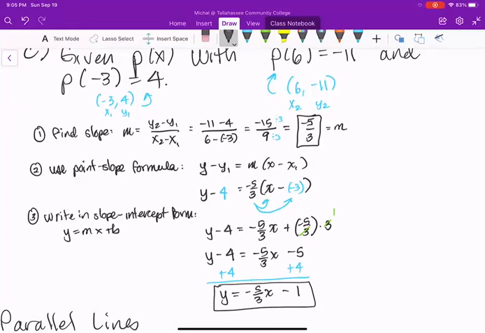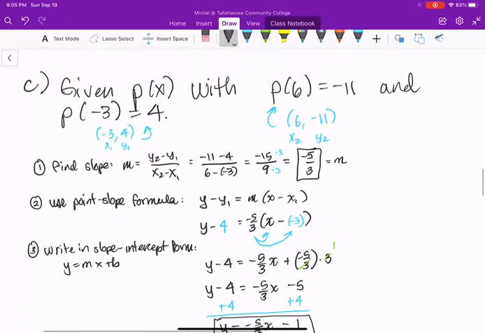And that is the slope-intercept form of the line with function input 6 and output -11, and function input -3 and output 4. It's the same as finding the equation of the line passing through -3, 4, and 6, -11.